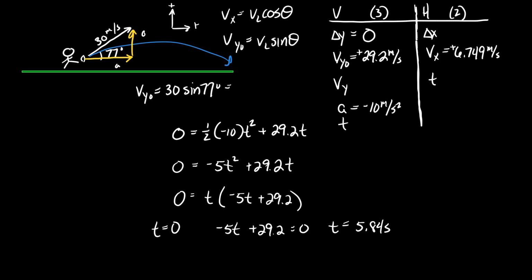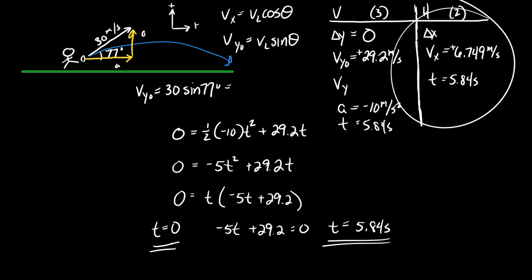There's two answers, but only one of them is necessary. We asked the math to tell us when it was on the ground. It was on the ground at time 0, of course, that's when it was started, and it was back on the ground 5.84 seconds later. Not a big surprise. Again, that means 5.84 seconds here, 5.84 seconds here, and now you have a pathway to figure out your answer. Delta x equals 6.75 times 5.84. I bet you get about 39 meters.